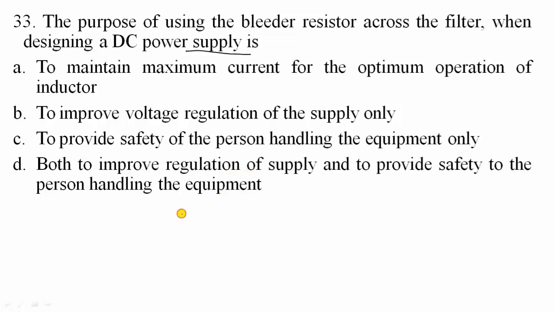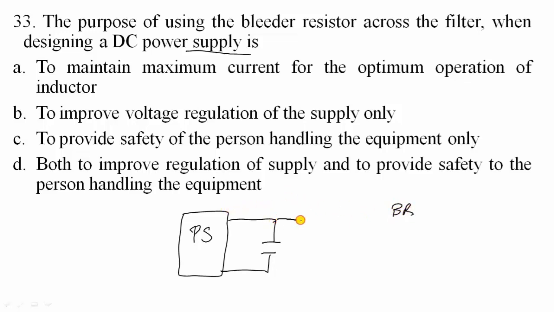We know that in the case of a power supply, we will be connecting a capacitor across it. Now, if you turn off this power supply, the capacitor will not discharge instantly. It will take some time. So, in order to speed up the discharge, we make use of a bleeder resistor and connect it in parallel across the capacitor so that it gets a discharging path. And the second advantage of using a bleeder resistor is to improve regulation of the supply.